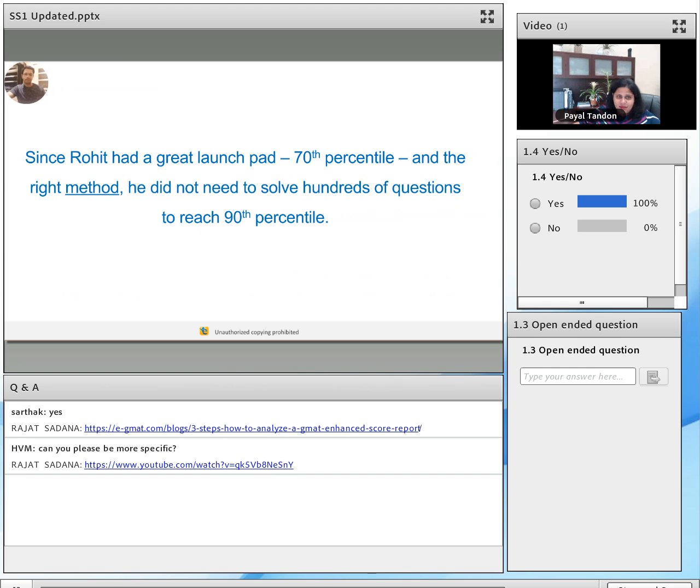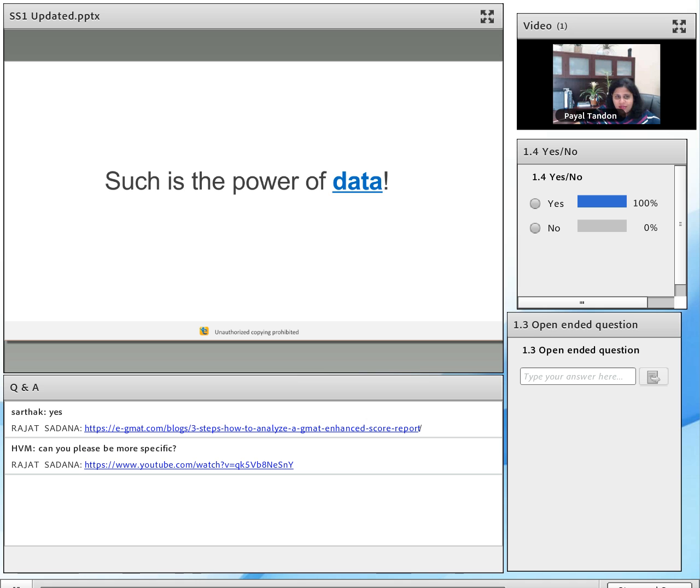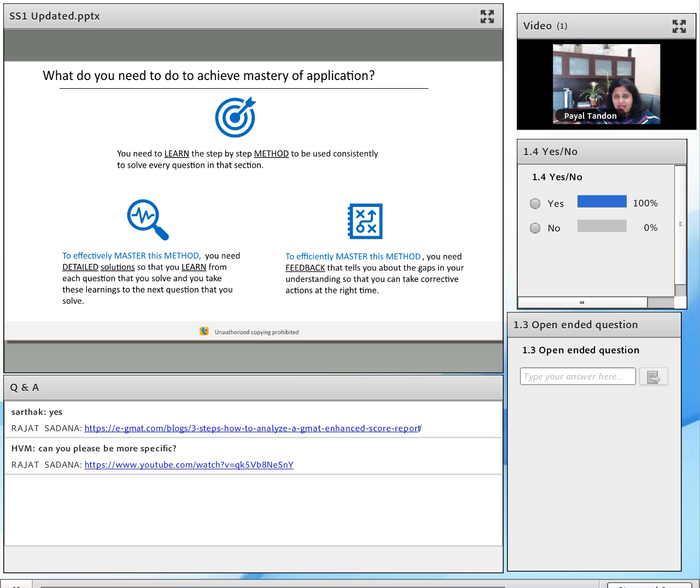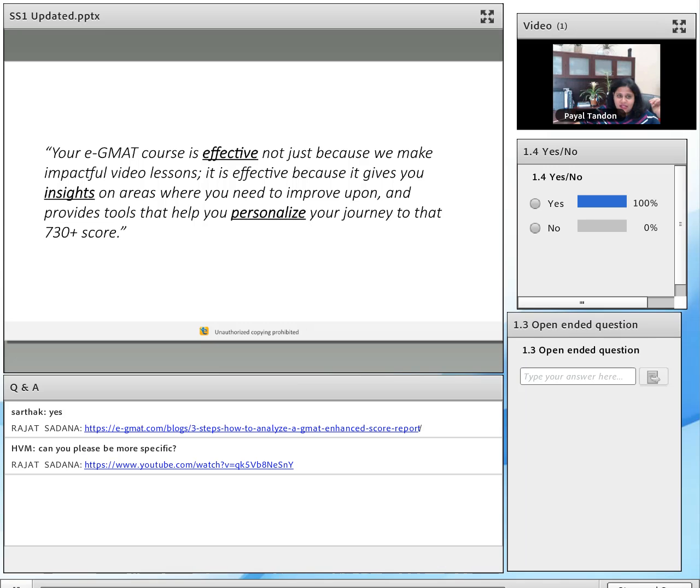And that's the beauty of doing the course the right manner. Rohit had a great launch pad. Why did he have a great launch pad? Because he did the course the right way. And with the right method, he didn't really need to solve hundreds of questions to get to that 90th percentile. That's the power of data. That's the power of method and the power of data. And you need to utilize both so that you can get to that score that you need to.